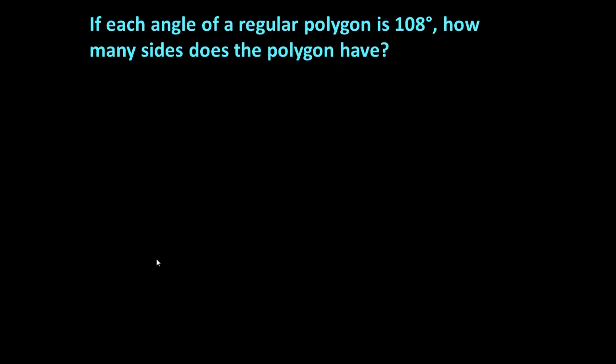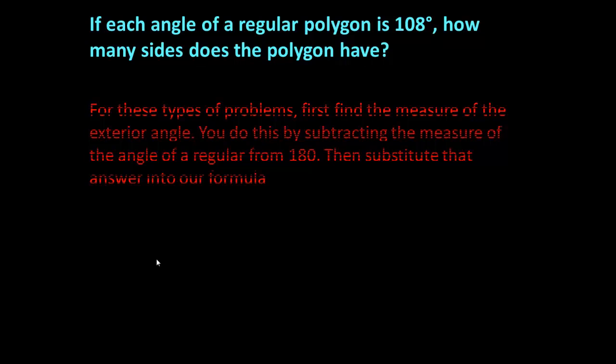Alright, now we know that if each angle of a regular polygon is 108 degrees, how many sides does it have? For these types of problems, because this doesn't say anything about an exterior angle, this is each angle, and when it says that, it means interior angle. So we have to find the measure of the exterior angle first, and you do that by subtracting the measure of the angle of a regular polygon from 180. Then substitute that answer into the formula.